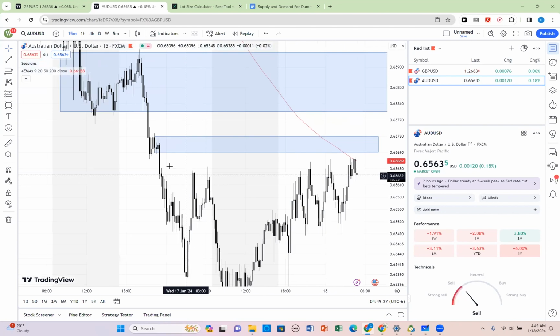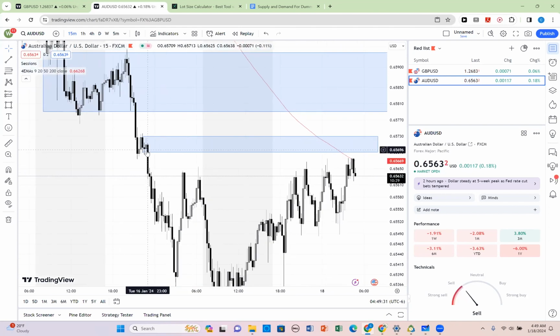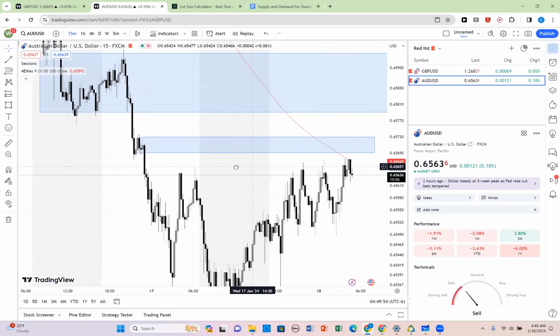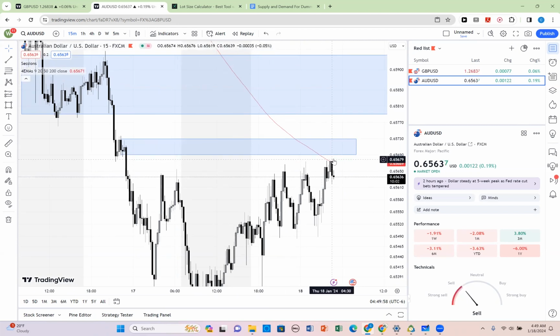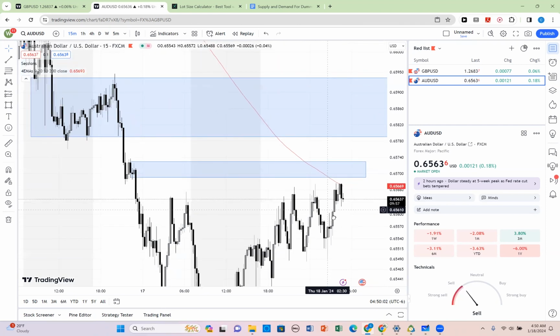So a gap is exactly this. We saw right here that we had a supply zone, but what do you notice the difference? This supply zone, there's a gap. This is an area that price has to come back and fill. And usually when price comes back and fills these gaps, they're more likely to sell. I'm not saying it does it every time because it doesn't, but it's more likely to occur.